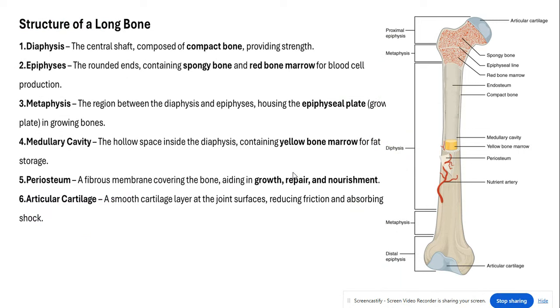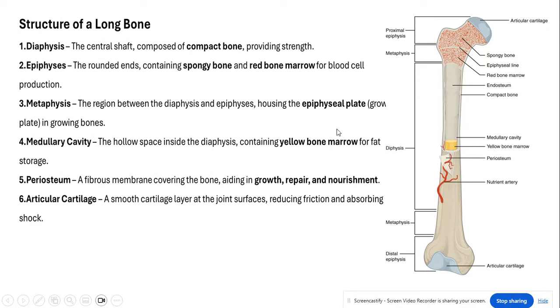Structure of a long bone. Diaphysis, the central shaft composed of compact bone providing strength. This whole part is diaphysis. Epiphysis, the rounded ends containing spongy bone and red bone marrow for blood cell production. So these are your epiphysis. This is the proximal epiphysis and this is the distal epiphysis, the two ends. Metaphysis is right here. The region between diaphysis and epiphysis is metaphysis.